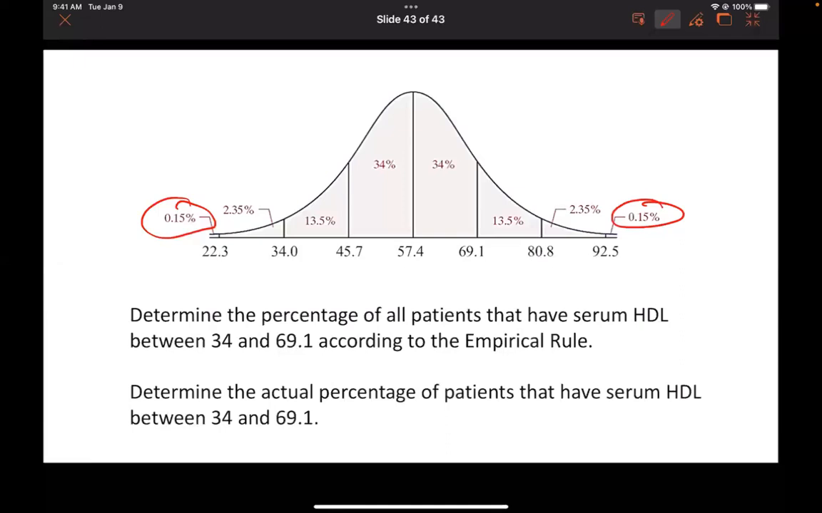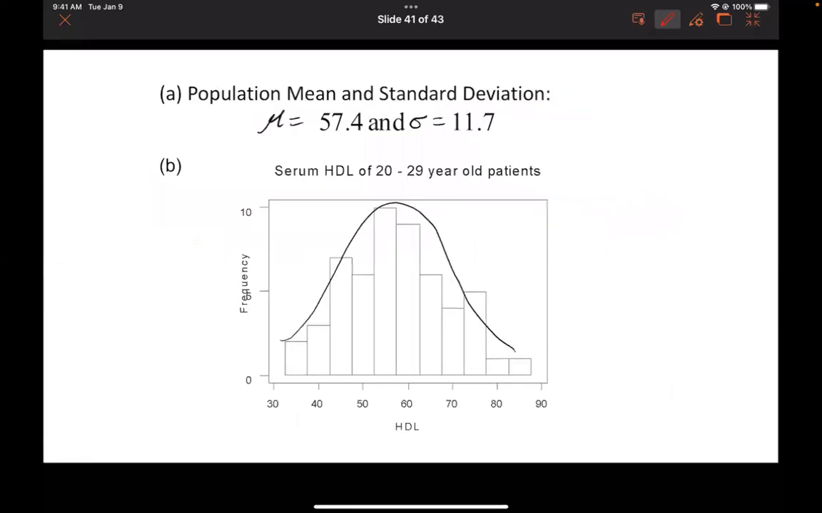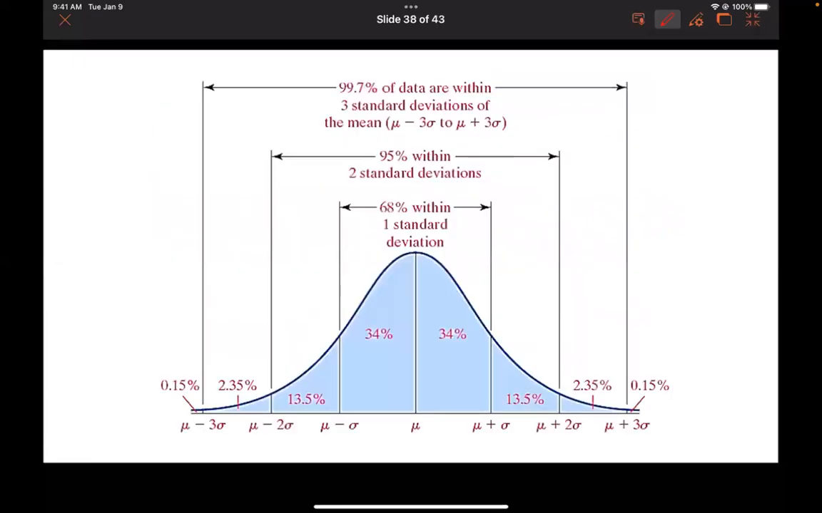I don't know what the 0.15% is for. Good question. Let me go back to my original here. Take a look: 99.7% of all my data is within 3 standard deviations of the mean. So what's left are these little babies right here. After 99.7, 100% minus 99.7 is 0.3%. And I have to divide that in 2 for my little baby ends. Did that help? Okay, good.